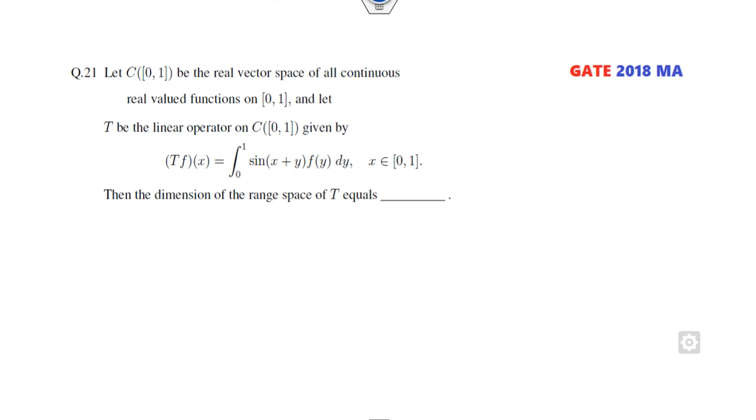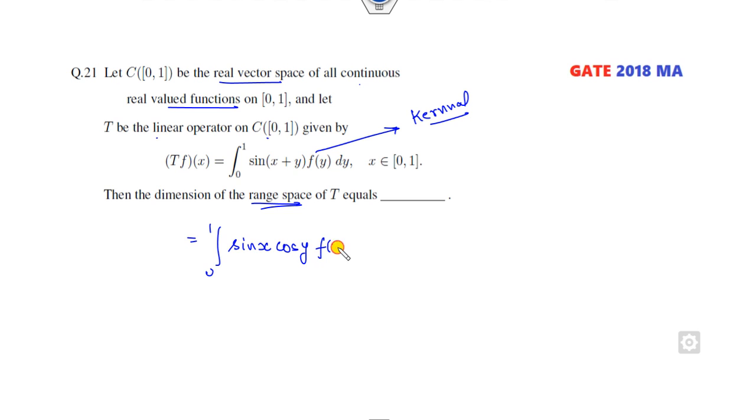Okay, look at this another one. C is the real vector space of the continuous functions. T is the mapping over here. Then the dimension of the range space of this. That's very simple. If you remember, this kind of thing is also called the kernel. Fine. But there is no need of that. What will happen if I open this bracket? It is sin A cos B f(x) plus cos A sin B f(y) dy.